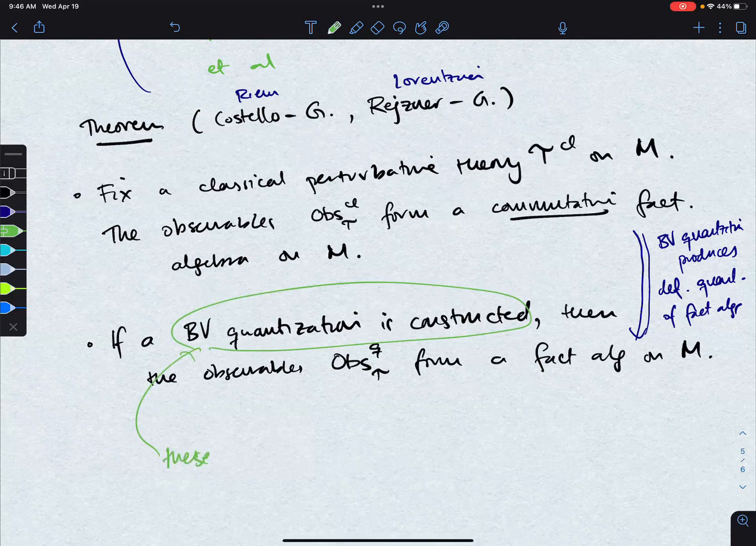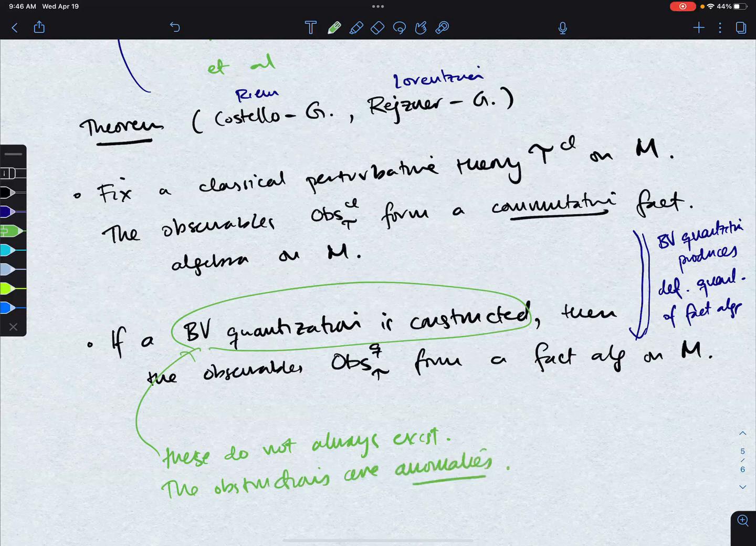The other thing I want to mention is that these quantizations do not always exist. The obstructions are anomalies. So several anomalies that you encounter when you study QFT can be seen quite explicitly as obstructions to producing a BV quantization of a classical theory. Like you just can't quantize it, and the reason why is there's some anomaly. So this is a version of the takeaway message at the very beginning, which is that factorization algebras capture the observables for perturbative classical theories, and when you can quantize, they capture the observables of the quantum theories as well.